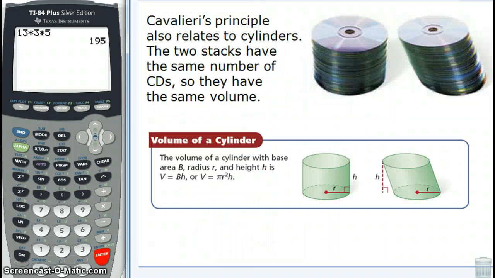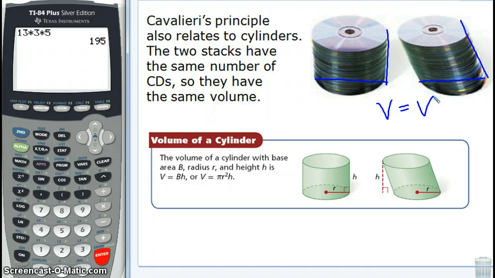All right, let's talk about cylinders. Cavalieri's principle also relates to cylinders. You can see these two stacks of CDs have the same number of CDs, so they must have the same volume. It just happens that this one is a right cylinder, and this is an oblique cylinder. But because they have the same number of CDs, the volumes are equal, okay?